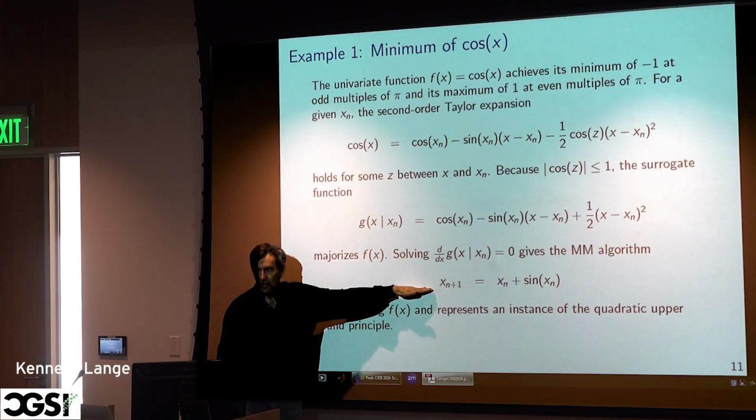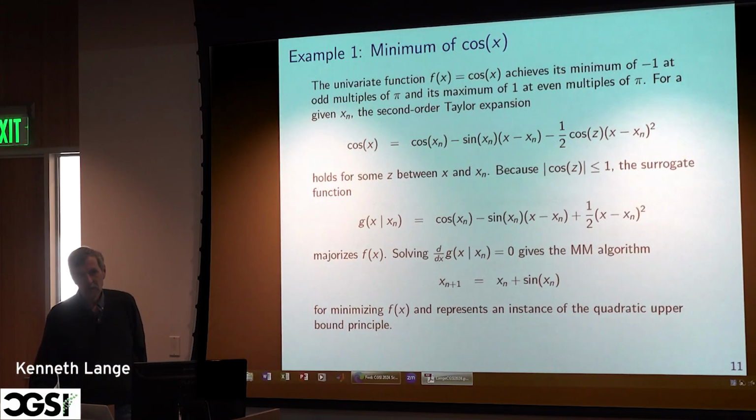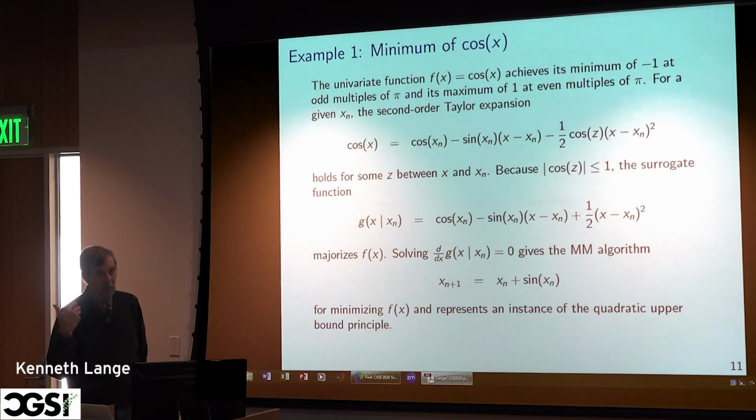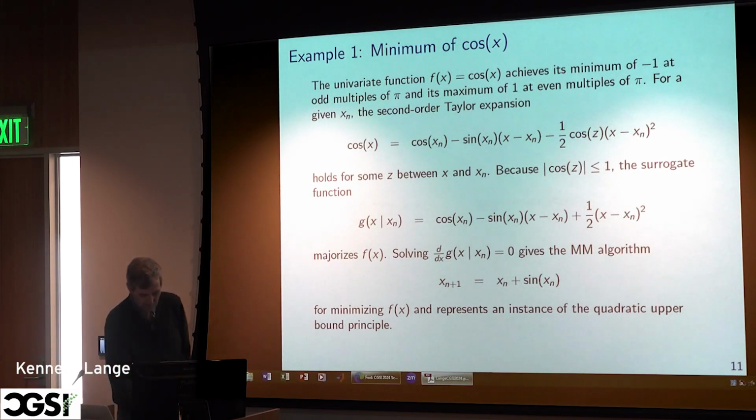And that gives us our next point. So what have we done? We've created a quadratic surrogate. We turned it into a linear problem by looking for a stationary point. We solve that, and we get our next iterate.